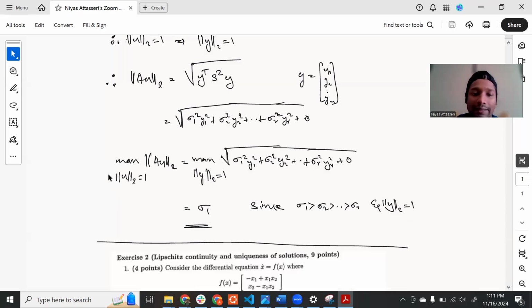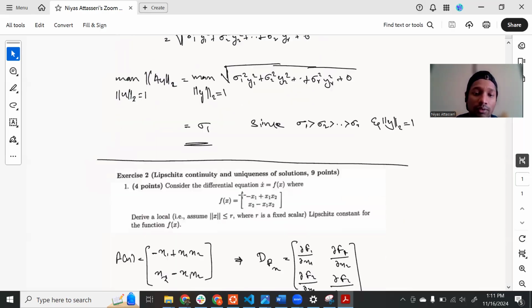So we finally get that the whole expression that we were looking at, that is the max of the 2-norm of Au when the 2-norm of u is equal to 1, is equal to sigma 1. So that's it. It was very simple.